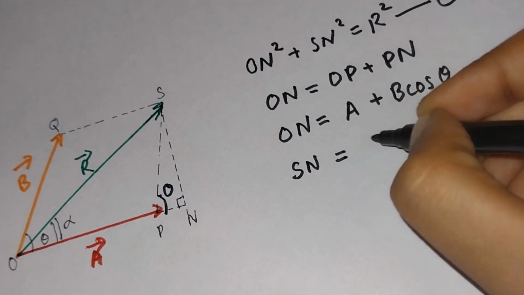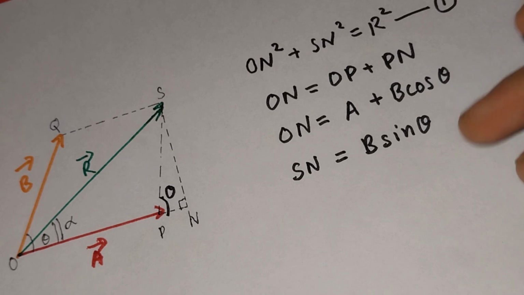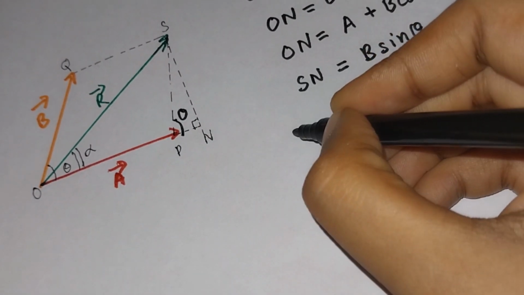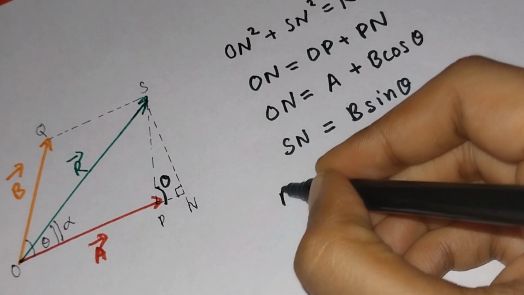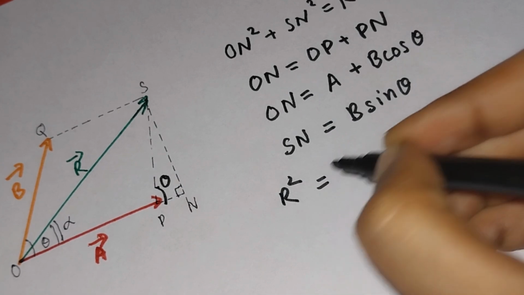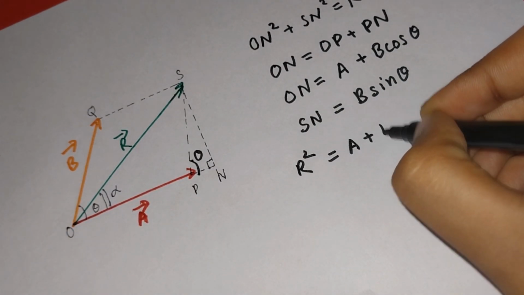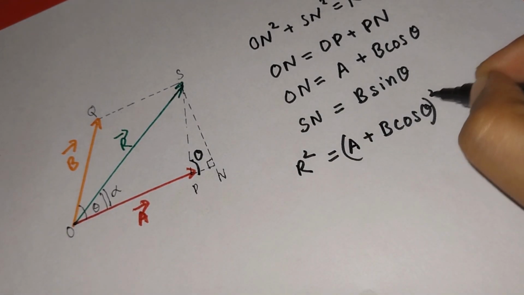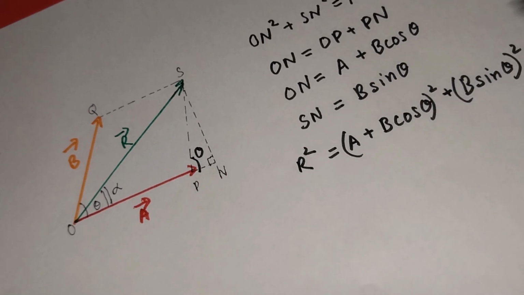Sn is B sin theta. Now we have to substitute these two values in our equation number 1. So R square equals A plus B cos theta the whole square plus B sin theta the whole square.